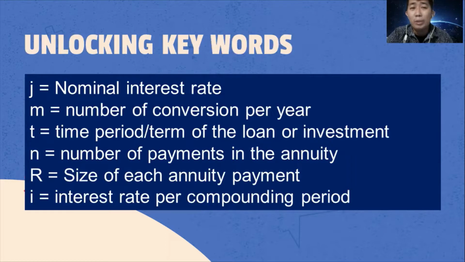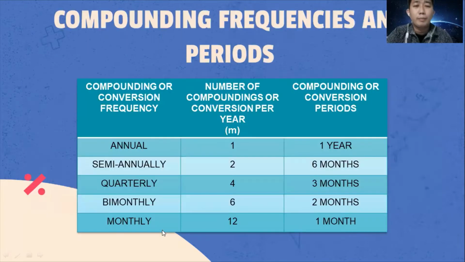What are the keywords to be remembered? We have J, the nominal interest rate. M, number of conversions per year. T, time period or term of the loan or investment. N, the number of payments in the annuity. R, the size of each annuity payment. Then I is the interest rate per compounding period.